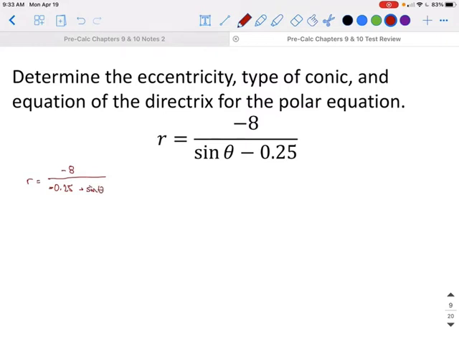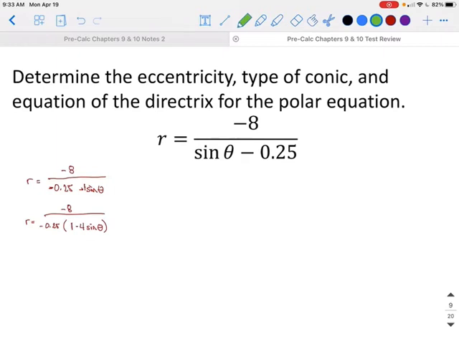Now, we want the first term to be 1. So I am going to, in the denominator, factor out a negative 0.25. Negative 0.25 divided by negative 0.25 gives me 1. And this is a plus sign, or we can think of this as a plus 1 sign. So if we do 1 divided by a negative 0.25, that's going to give us a negative 4 sine of theta.